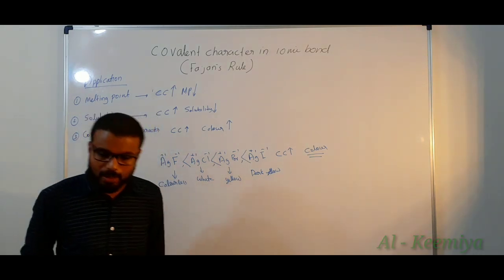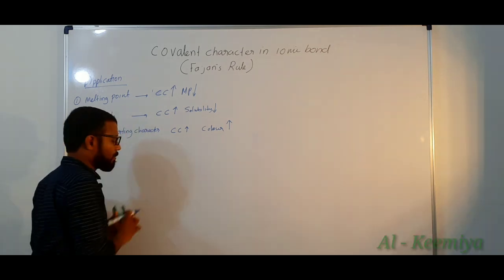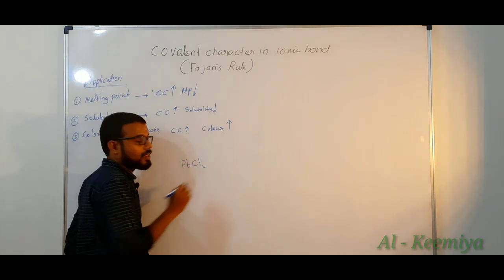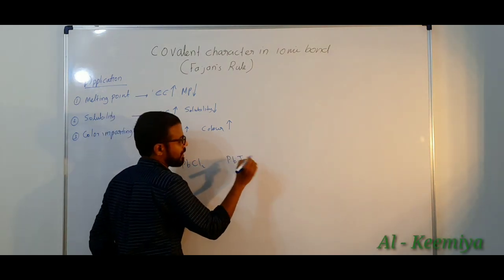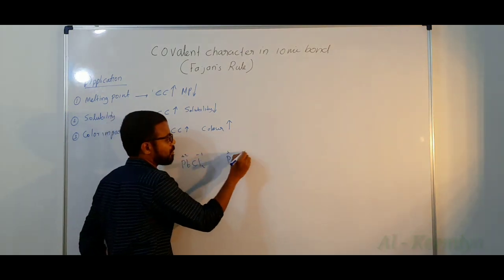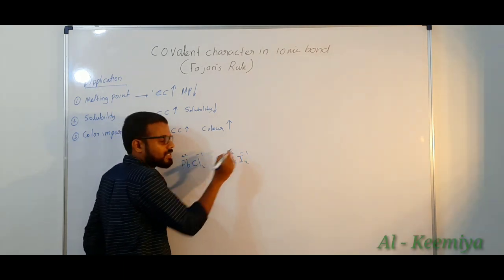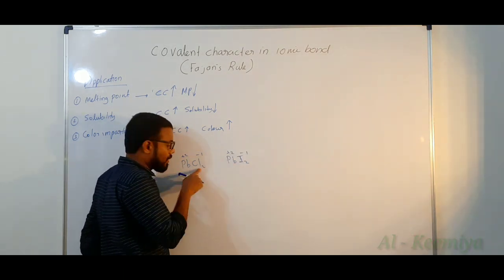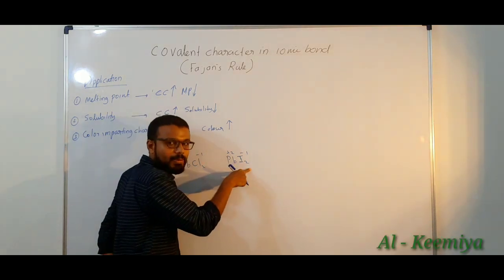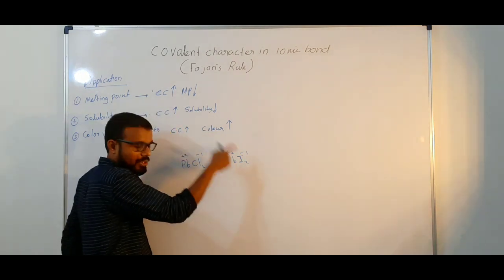Next, one more example. We know that PbCl2 is colorless, but PbI2 is yellow. Because Pb is +2 and the anions are minus 1, the cation is the same, the charge of the cation is the same, and the anion charge is the same, but the anion is different. Here is the chloride ion, here the iodide ion. Iodide ion is bigger.